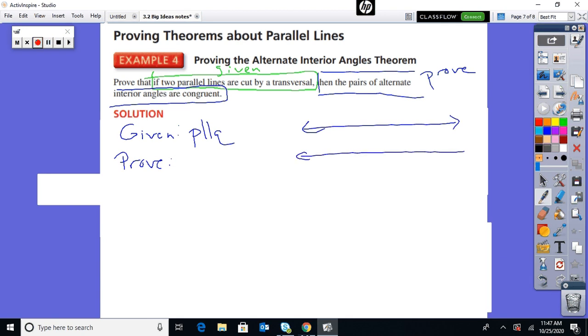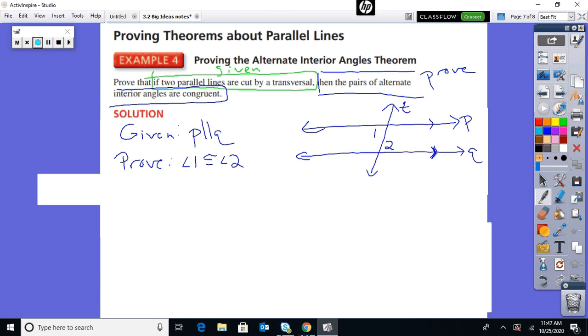So two parallel lines cut by a transversal, label it. So let's see, if two lines are parallel, I know I can put those markings in, the arrows, to denote parallel. Now I have to label, so I'll say angle 1 is congruent to angle 2.